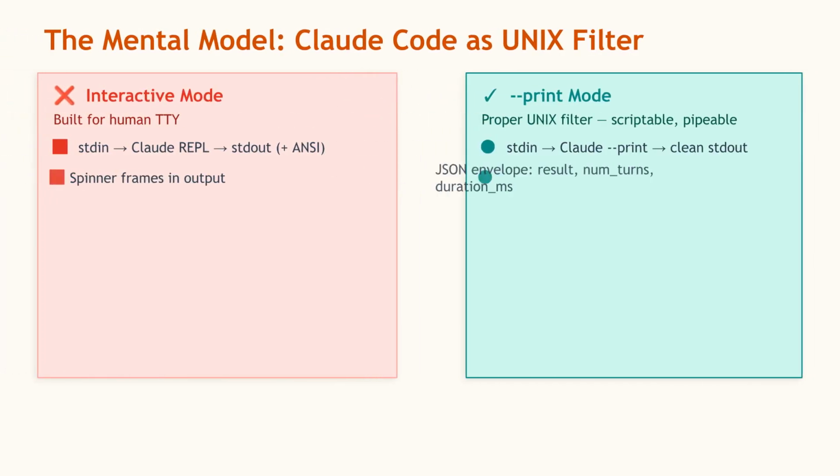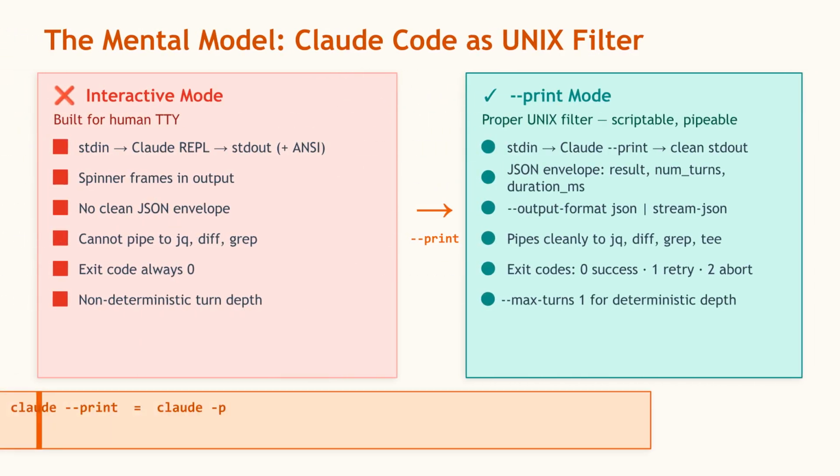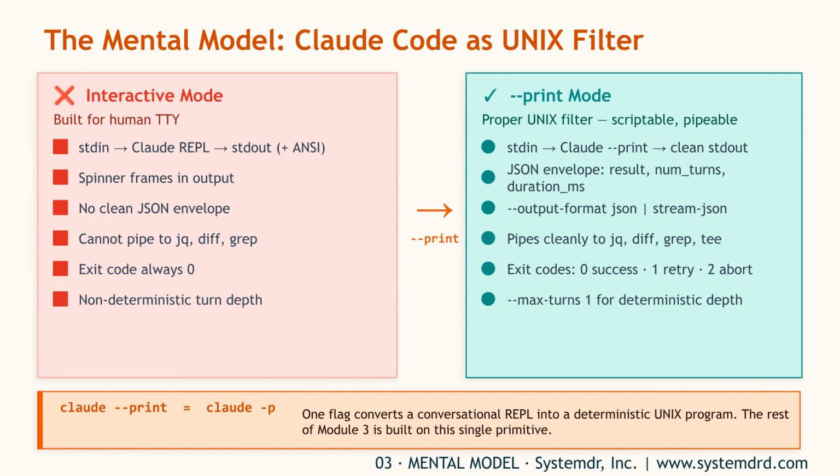This slide is the core mental model. Everything else we cover today is a consequence of understanding this comparison. On the left, interactive mode. 6 properties, all of them problems for automation. ANSI codes mixed into output. No JSON envelope. Exit code is always 0, so you can't distinguish success from failure. And the turn depth is non-deterministic. Claude decides how many agentic steps to take.